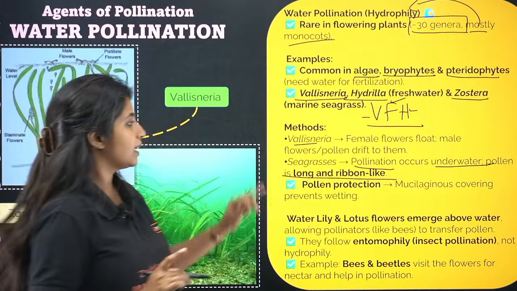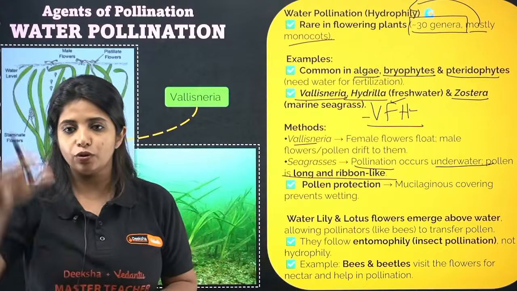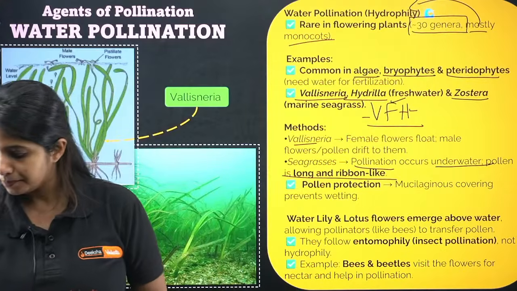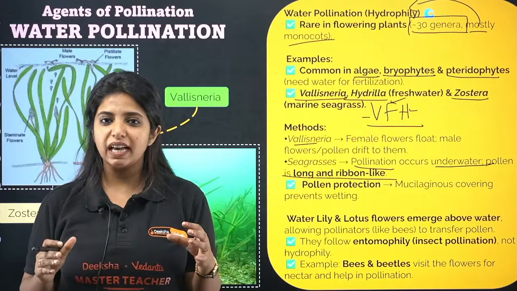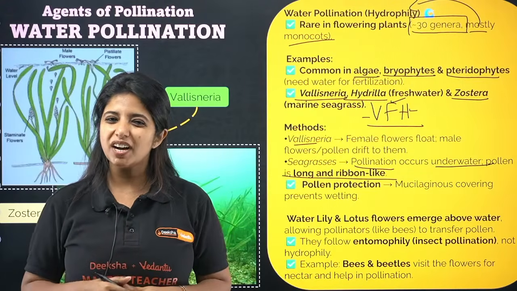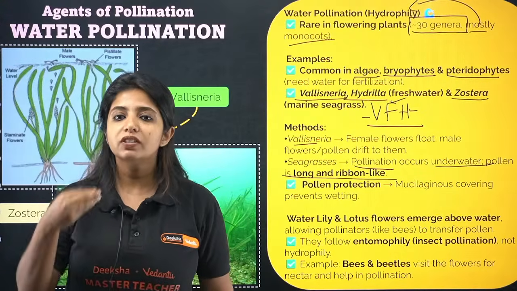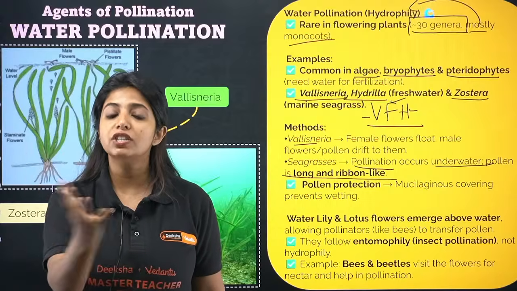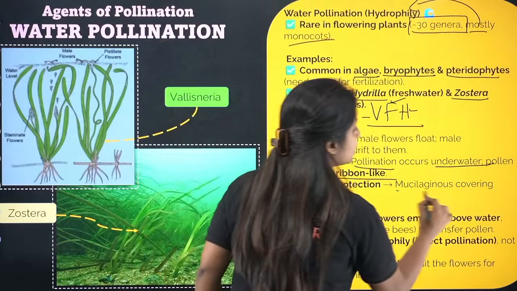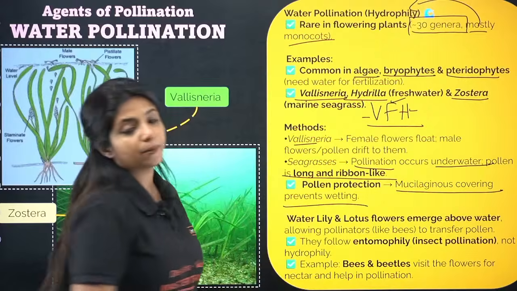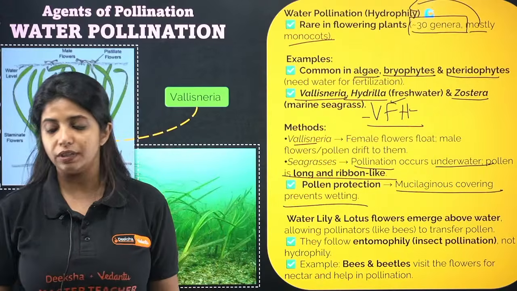Always remember. In the case of Vallisneria, as I said, it is going to be on the surface itself. Cool? Clear? And the pollen grains, when moving through water, there are chances that they can get decayed also, no? Which is why they usually have a mucilaginous covering. That means a covering of mucus around it, such that it does not get decayed. So mucilaginous covering prevents what? Wetting in this particular case also.